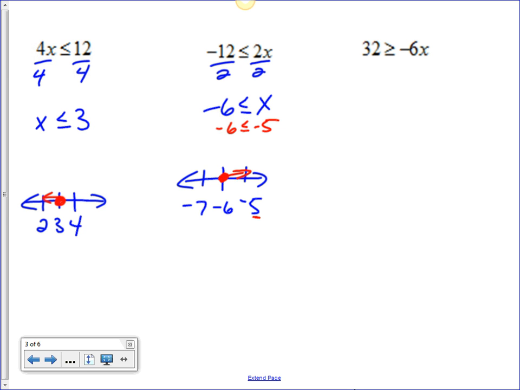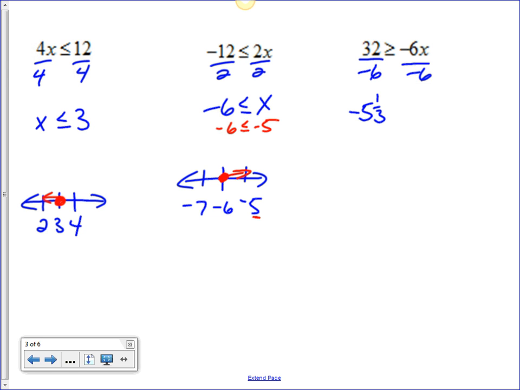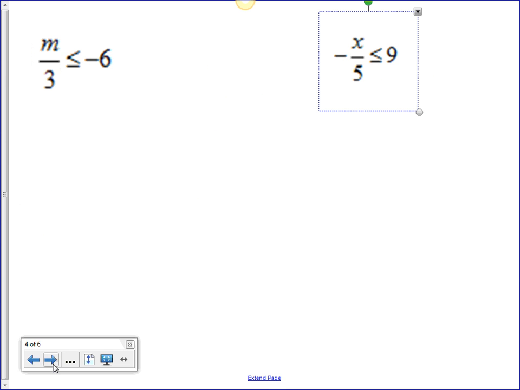Okay, and the last one here on this page. If I have 32 is greater than or equal to negative 6x, I would divide both sides by a negative 6. So 32 divided by negative 6 is negative 5 and 2/6, which is negative 5 and 1/3. Okay, and I get an x on this side. And for this one, since I did divide both sides by a negative, I would have to switch my inequality symbol. Okay, hope that makes sense to us. Okay, now two more here.